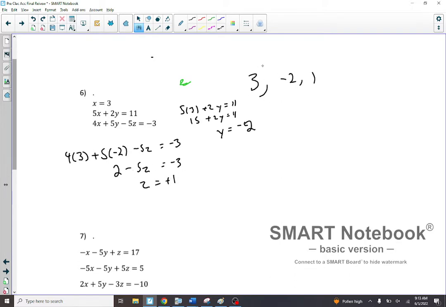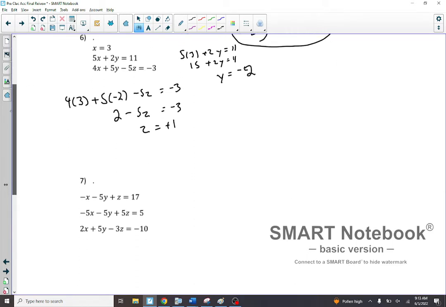So it's 3, negative 2, 1. Usually we write it like this. If you write x equals 3, y equals negative 2, z equals 1, that's totally fine.